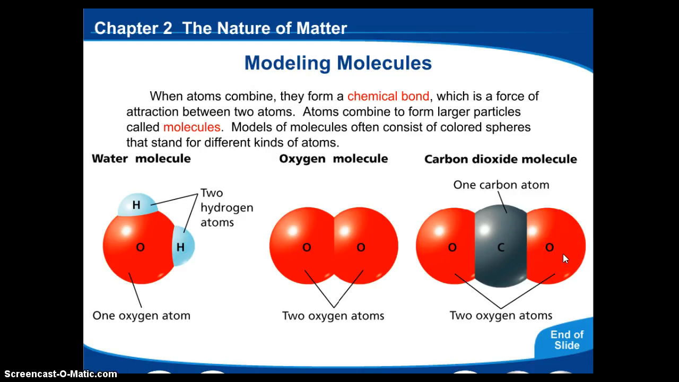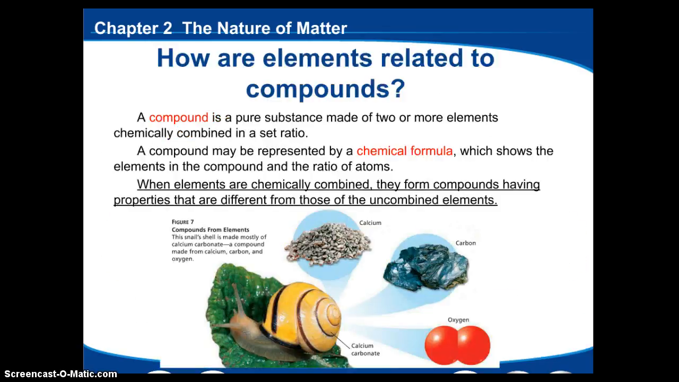They form larger particles. A compound is a pure substance made of two or more elements that are chemically combined in a set ratio, like H2O. There's two H's for every one oxygen. It can be represented by a chemical formula which shows the elements in the compound and the ratio. So when they are chemically combined like that, they form compounds having properties that are different from those when we find them uncombined in nature, so on their own.